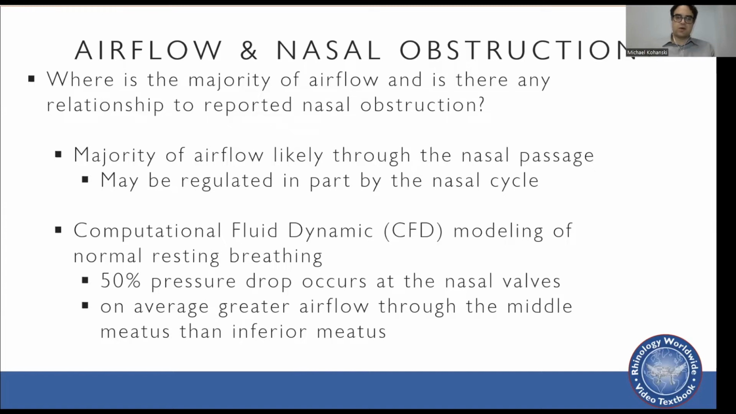And a question is, where exactly is the greatest area of obstruction occurring? From some computational fluid dynamics studies at normal resting breathing, about 50% of the pressure drop occurs at the nasal valves, again pointing to that area as an important location for regulation of airflow and perhaps for where nasal obstruction may occur. What was also interesting from some of these studies looking at normal resting breathing is that there may be greater airflow through the middle meatus than through the inferior meatus, suggesting a role for the middle meatus and the middle turbinates in the regulation of airflow and the sensation of nasal obstruction as well.